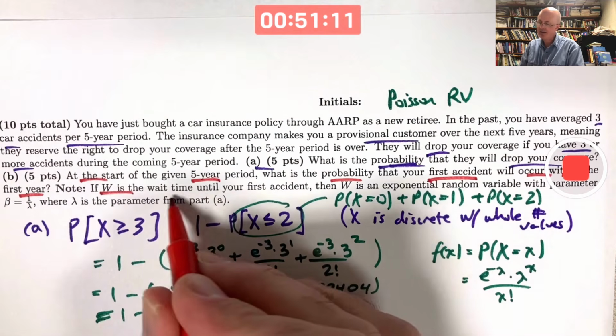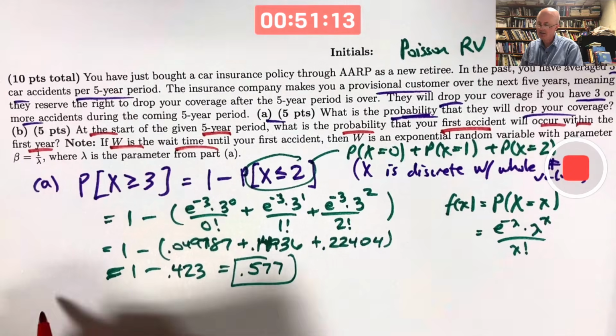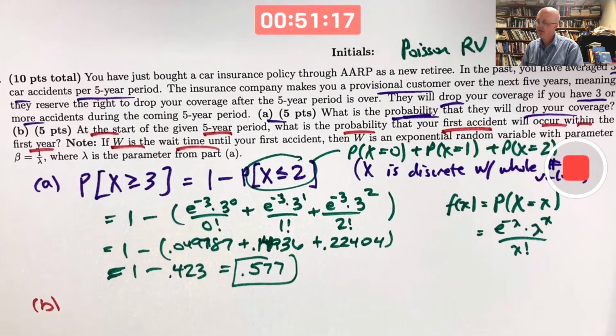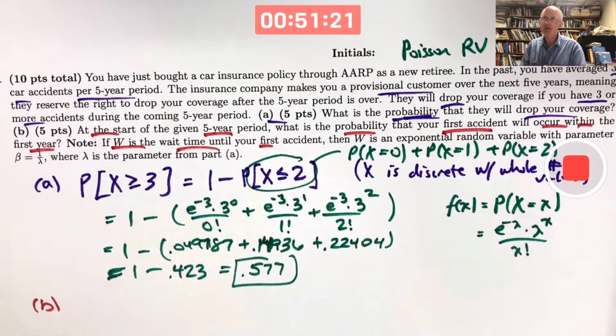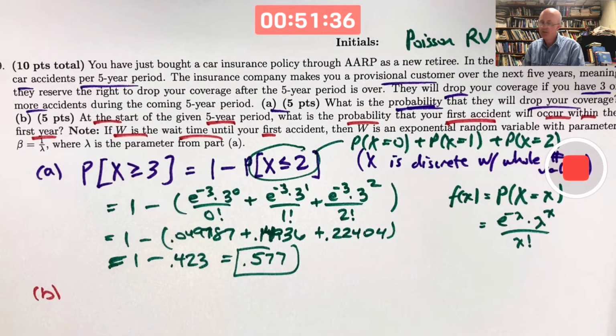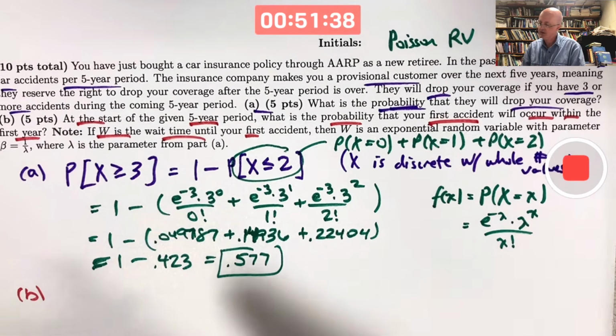Let W be the wait time for your first accident. That's key here: W is a continuous random variable. It's the wait time until the first accident. It's not the count of something until the first something happens, like it was for geometric. It's an amount of time, which could be continuous. It could be a year, half a year, a third of a year, a 12th of a year, or a week, which would be a 52nd of a year. W can take on lots of different values.